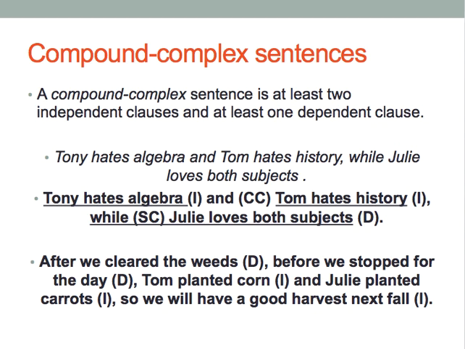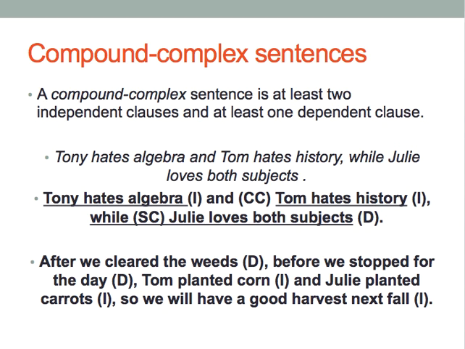So, Tony hates algebra and Tom hates history while Julie loves both subjects. So you see we have an independent clause first, Tony hates algebra. We have a coordinating conjunction and Tom hates history, another independent clause. While, our subordinating conjunction, Julie loves both subjects, becomes a dependent clause. So we have two independent clauses and at least one dependent clause. And another way to think of it is the first half of that sentence is a compound sentence, just as we've already studied, two independent clauses joined with a coordinating conjunction. And the last half of the sentence is a dependent clause.